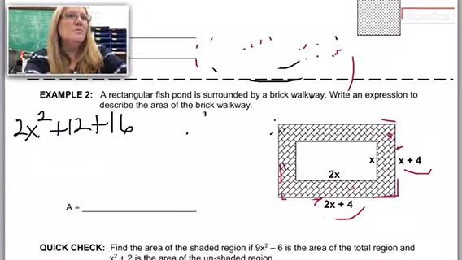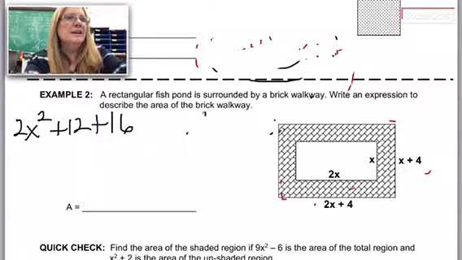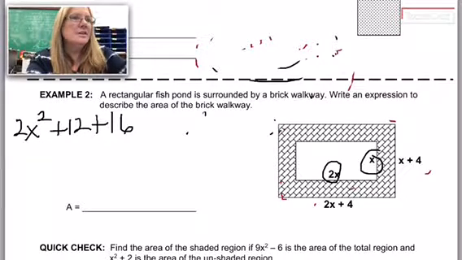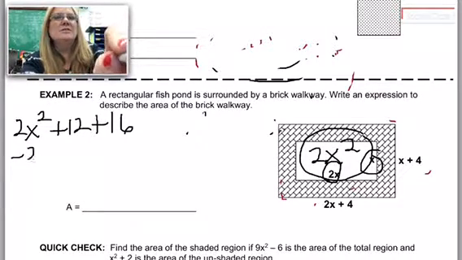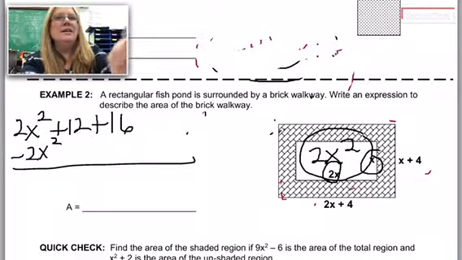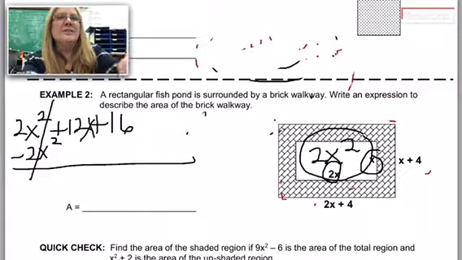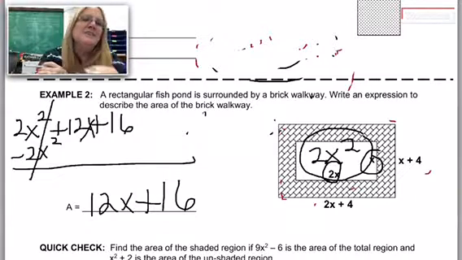But we have this part in the middle that we want to subtract because we don't want this area. So what we're going to do is multiply 2x times x here, and 2x times x is just 2x squared. And we want to subtract this in the middle from the whole thing. So minus 2x squared. And 2x squared minus 2x squared, that's 0. I left off my x there. But we are left with 12x plus 16. Okay, that's a little tricky one.